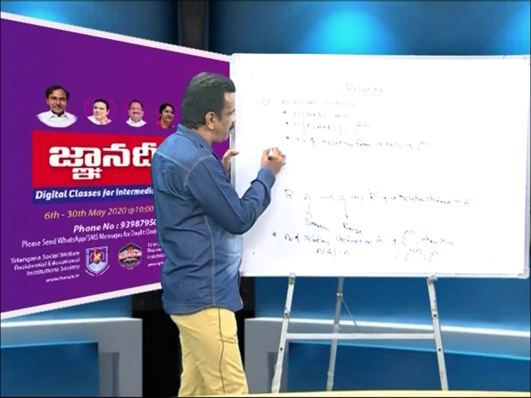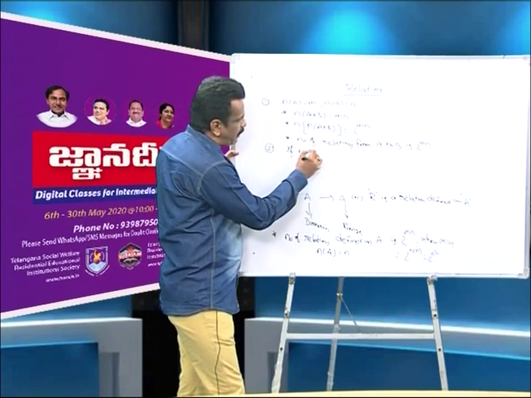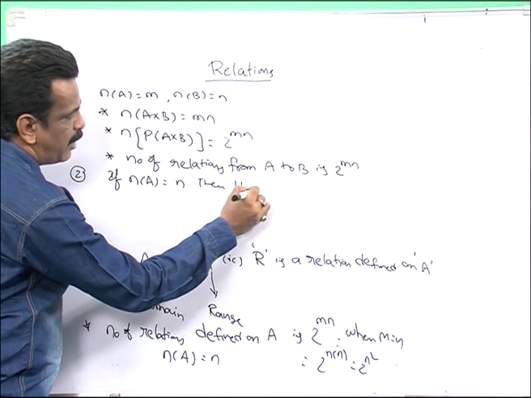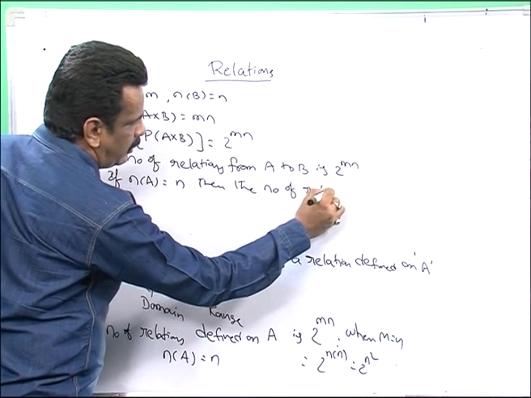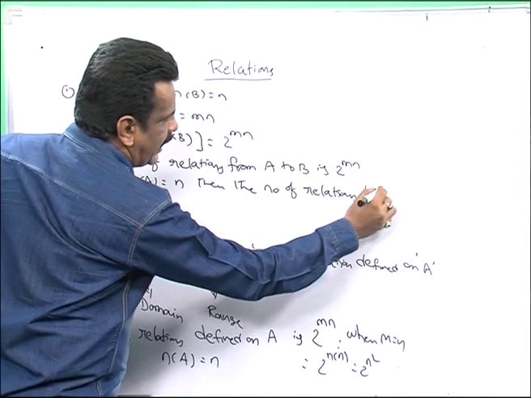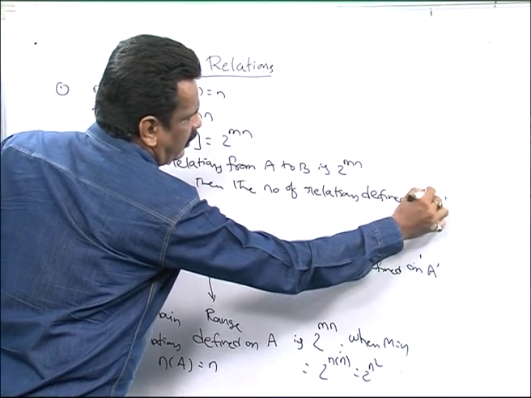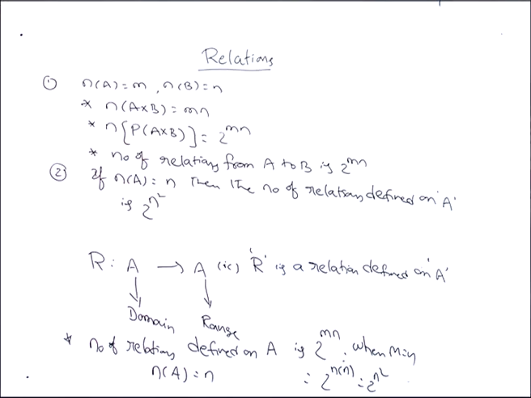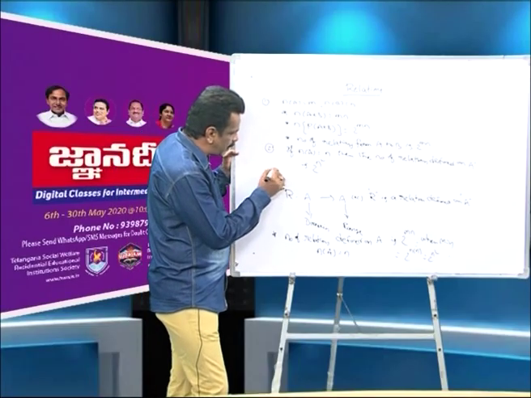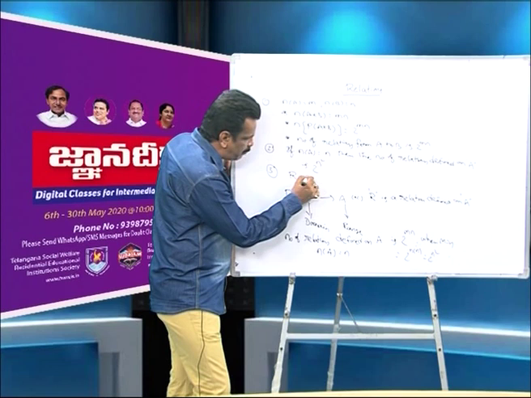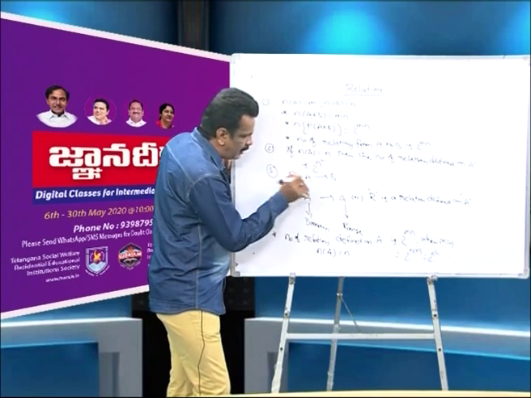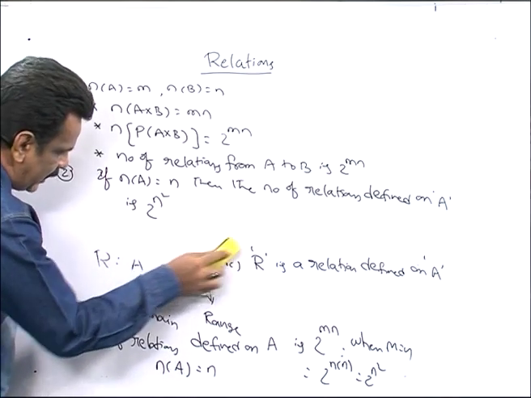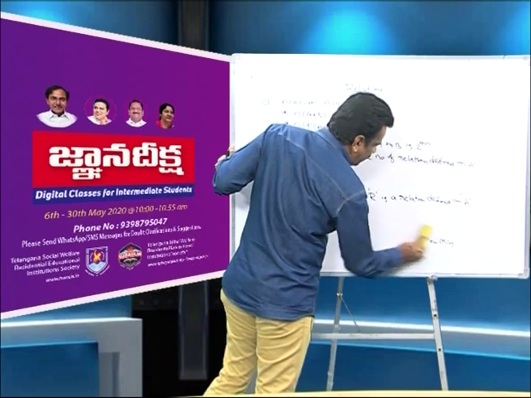And in particular, point number 2: if n(A) equal to n, then the number of relations defined on A, that only we have discussed here, is 2 power n square. Now one more point we have here, point number 3: when R is defined from A to B, that A we are calling the domain and that B we call the range. Here one more point we can think of: what about B cross A?